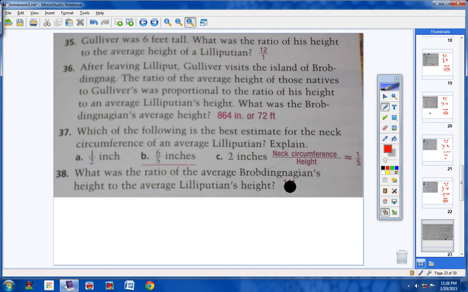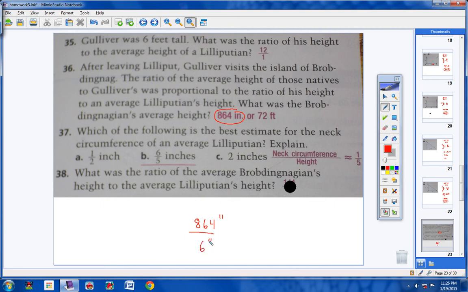What was the ratio of the average Brobdingnagian's height to the average Lilliputian's height? Well, listen, first of all, what was the ratio? So put a fraction. Now, what's the average Brobdingnagian's height? We already said it's what? 864 inches. Did we not find that right up here? Read this. What was the Brobdingnagian's average height? Well, it was this right here.